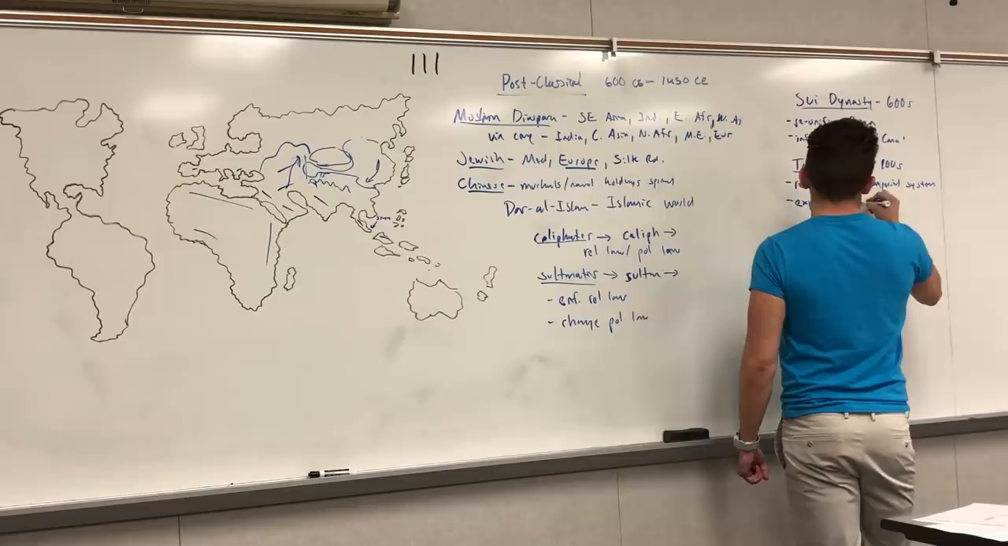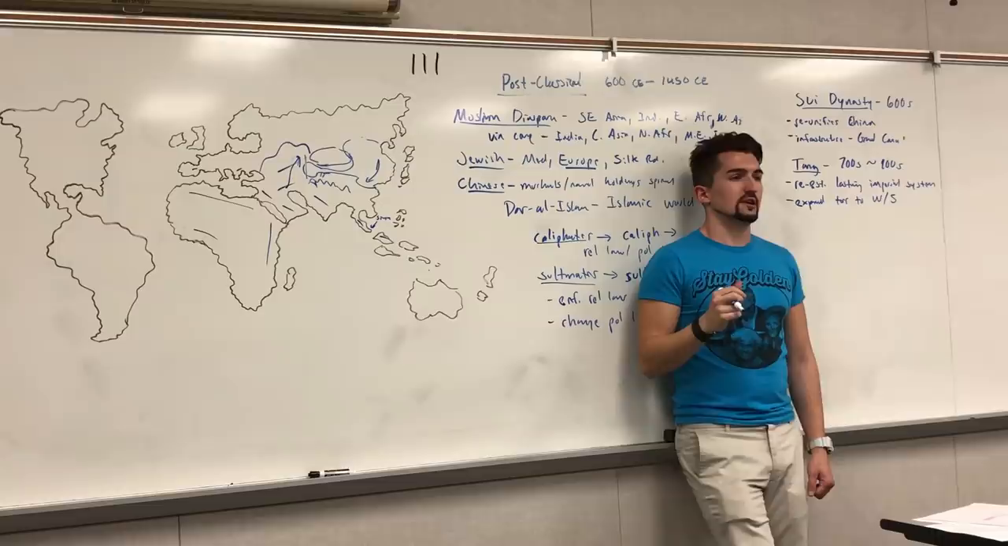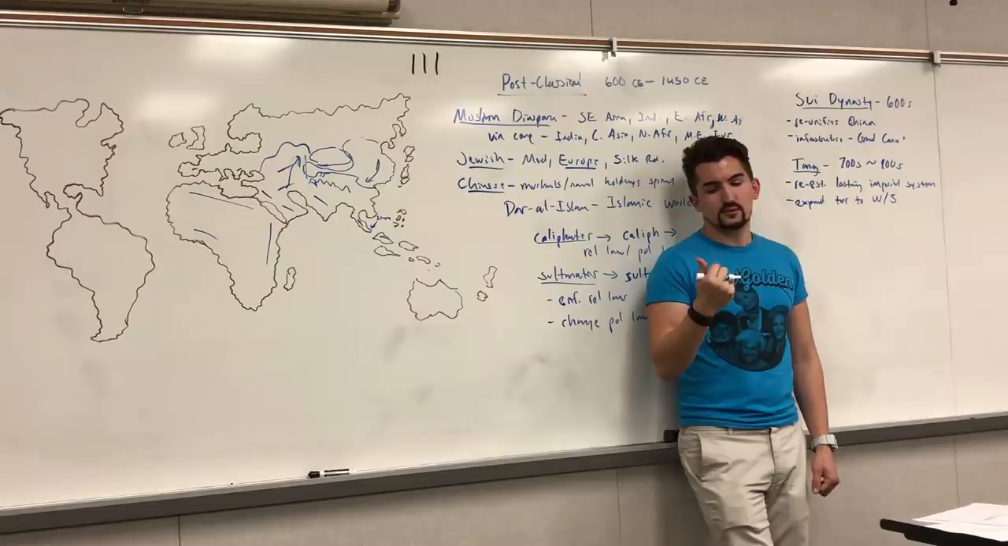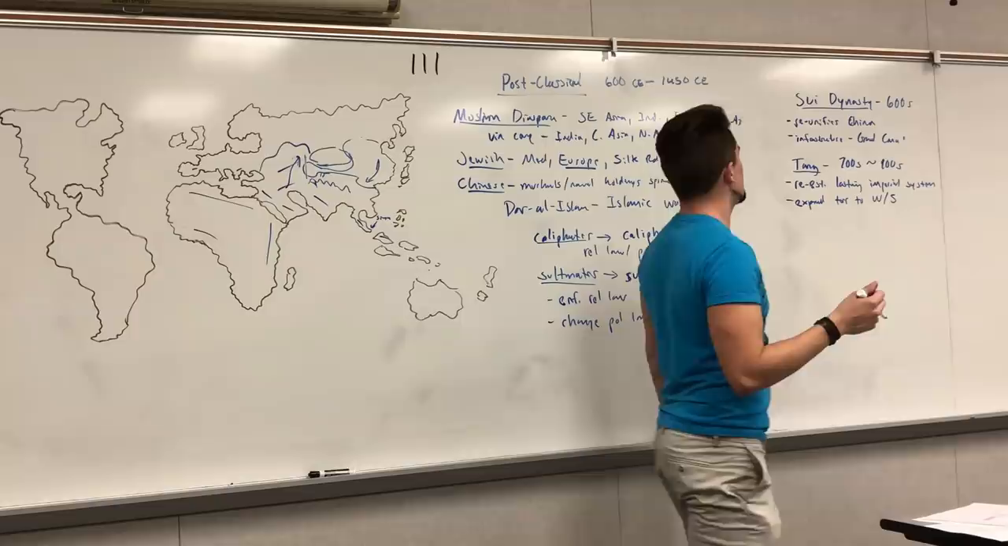So now they're conquering non-Chinese people, non-Han Chinese people. Some Turkish people, some people west of the Gobi Desert and Himalayas. They're also going to be conquering some Vietnamese people, like I said. And so they expand the dynasty.